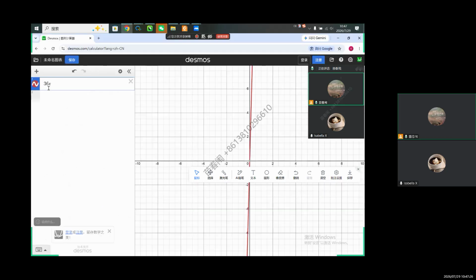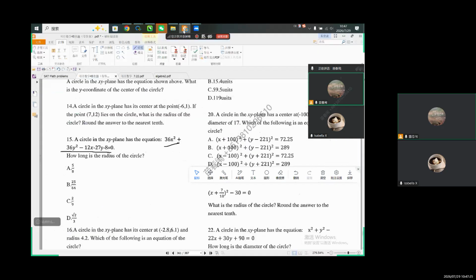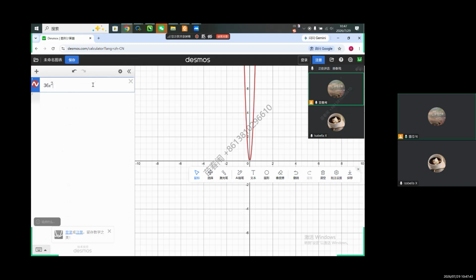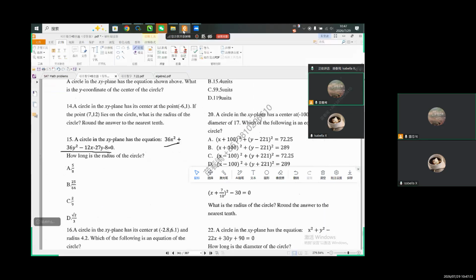36x squared. Wait, where's my square? Plus 36 minus 20 minus 12. Do you have a calculator with you? The calculator? No, I don't have a calculator. Oh, okay. Too bad, you could probably use it faster. And then it's minus 12x minus 27.